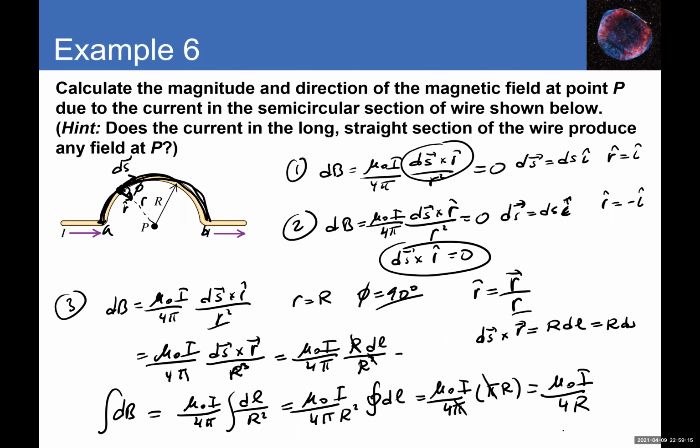So that's going to be the contribution from segment 3. Since that was the only contribution, that will be the net magnetic field. Also, from the right-hand rule, we can see that for the current to go in the clockwise direction, the magnetic field has to be into the page, so in the negative k hat direction.